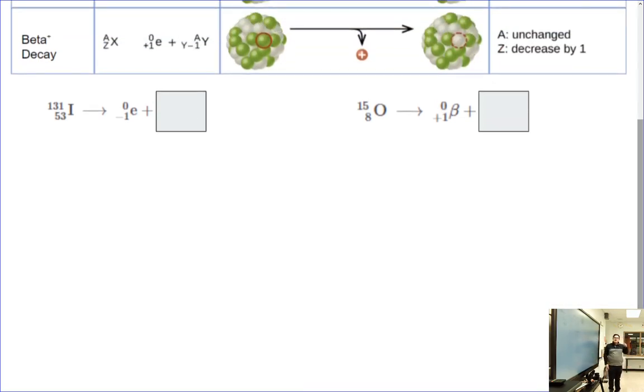All right, let's do these two examples. The one on the left is beta decay. The one on the right is positron emission. So let's try it out. I'm going to rewrite this one just a little bit bigger.